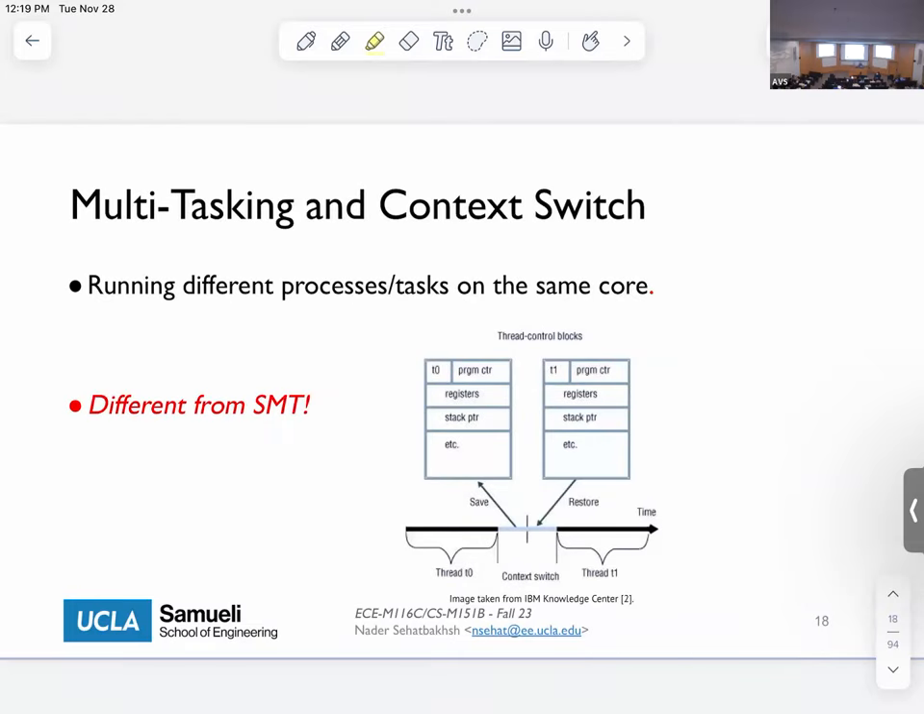So one thing to remember is that there is a difference between context switching, or generally multitasking, and SMT. You can always run multiple tasks on the same core if you do time multiplexing, like the figure I'm showing here. For example, you have one application, then you stop running it, do a context switch, and run another application. This has nothing to do with simultaneous multithreading, where you run both applications at the same time. Both can achieve the same thing, but SMT gives you significantly faster execution.